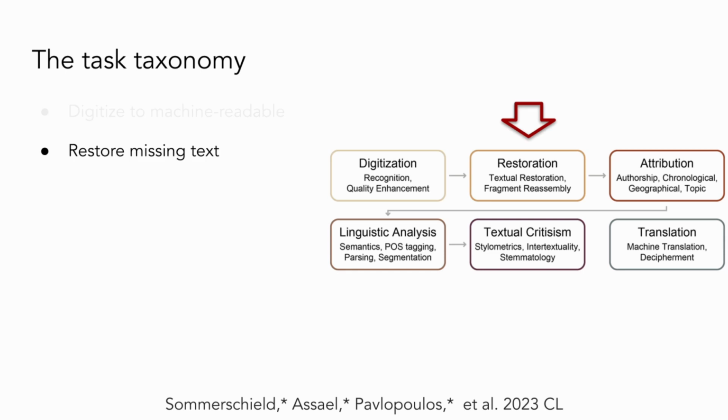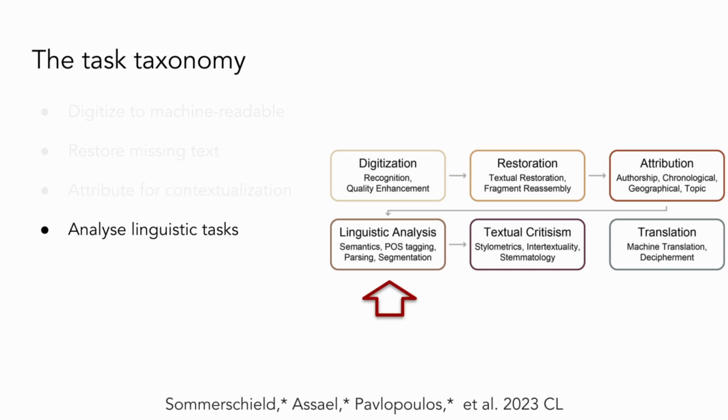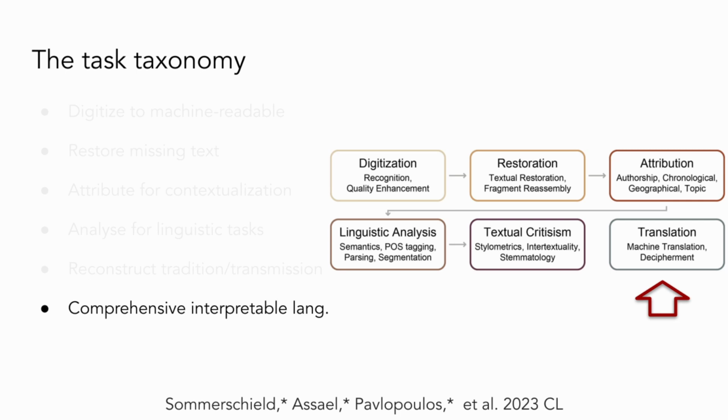And restoration regards the process of recovery of missing text and reassembly of fragmented written artifacts. Then attribution is about contextualizing a document within its original geographical, chronological, and authorial setting. I mean, who wrote the text, when, where. And linguistic analysis involves linguistic tasks such as semantic analysis, part of speech tagging, representation learning, and segmentation. Then it's textual criticism, the process of reconstructing a text's philological tradition of textual transmission. And then translation and decipherment aim to make a text's language comprehensible and interpretable to modern-day researchers.